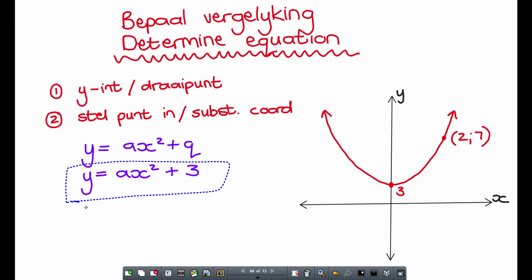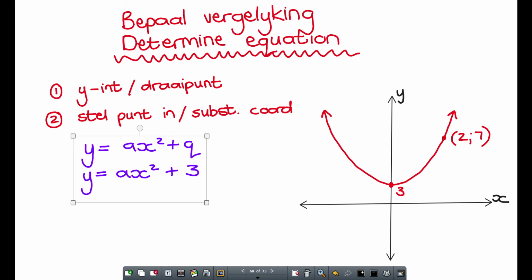As ek net vir a en b kan gaan instel, dan bly daar net een onbekende oor. Then I've only got one unknown left, the a. So I can then therefore solve a. Okay, so let's go substitute that in.